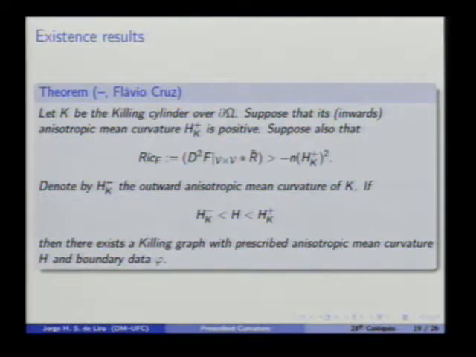Just a remark, this is not exactly the Ricci tensor, but the Ricci tensor, and the trace is taken with respect to this Hessian matrix instead of the metric. And if h, the prescribed mean curvature function, satisfies this inequality, you could prove the existence of a graph with this mean curvature h and boundary, an arbitrary boundary data phi.